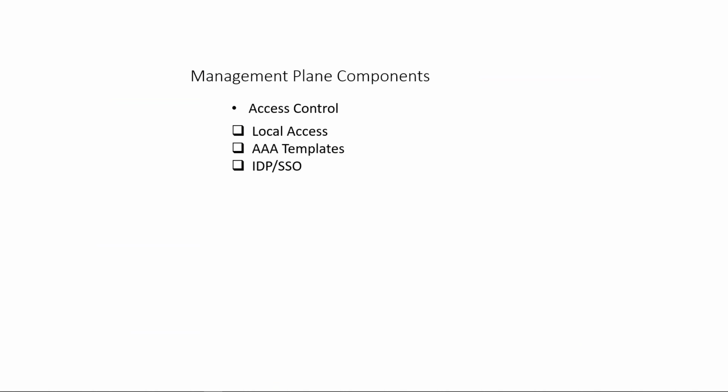Okay, so now we've learned about how to do device access with local access with AAA templates and by configuring an IDP using single sign-on. That pretty much wraps up the management plane as it pertains to vManage. We'll keep using vManage, of course, throughout the entire video series because that's how we administrate everything. But from a management plane perspective, I think we've covered everything that vManage does.